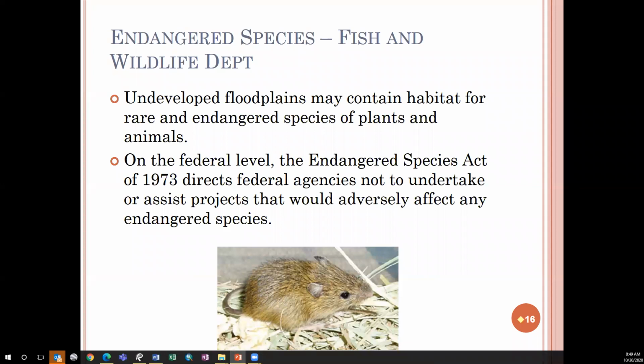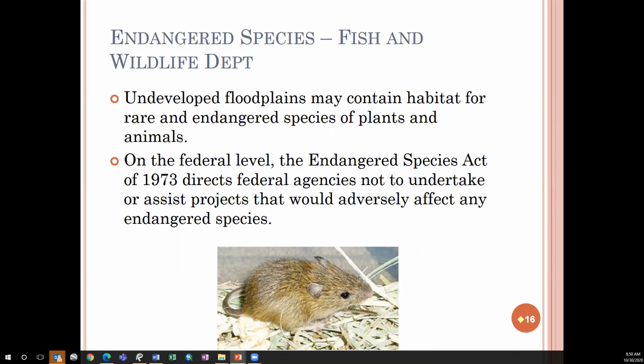Endangered species, we have our friend the Preble's jumping mouse there. Your undeveloped floodplains provide a lot of good habitat. They may be the only place left that some of this habitat exists because of all the development around them.